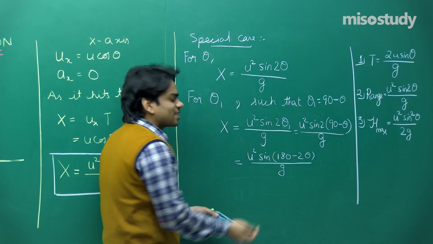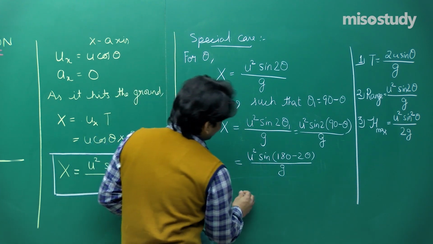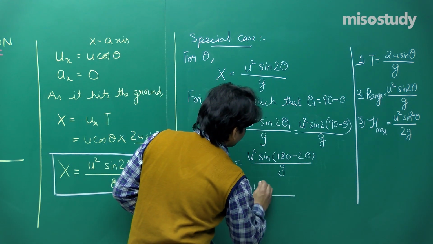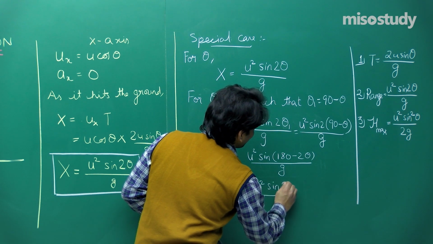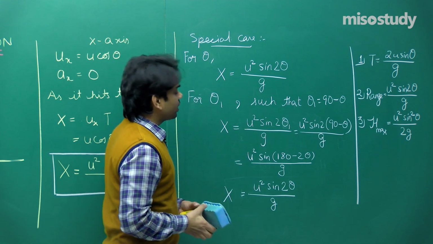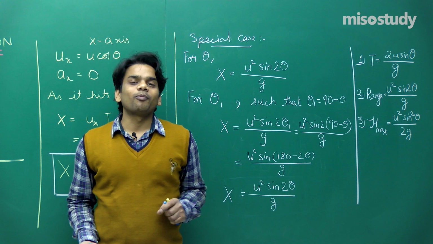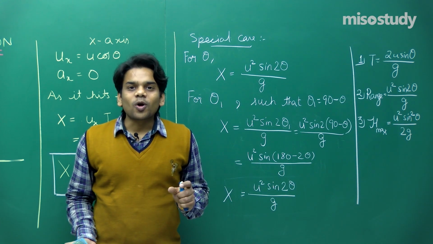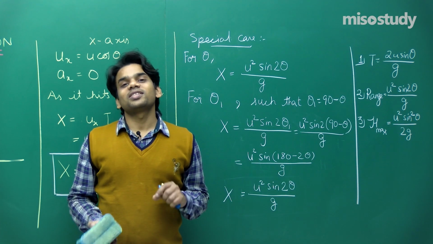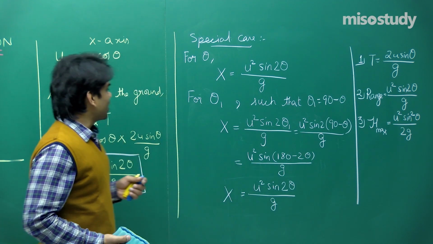Now we know that sin 180 minus any angle gives the sine of the same angle. That is, we obtain this as U square sin 2 theta by g. What implications can we make from here? We can say that for two angles of projection, if both the angles are complementary, such that their sum equals 90 degrees, the range will be the same in both the cases. That is what we mean to say here.